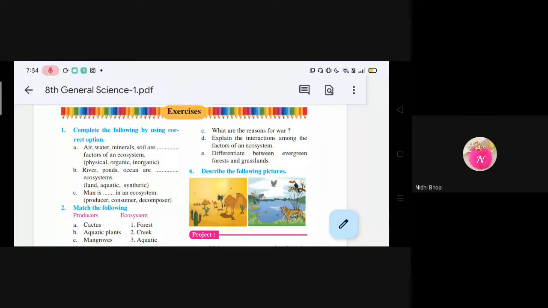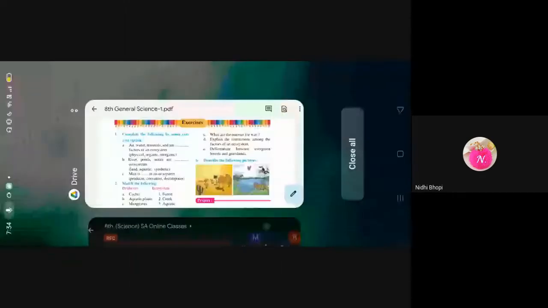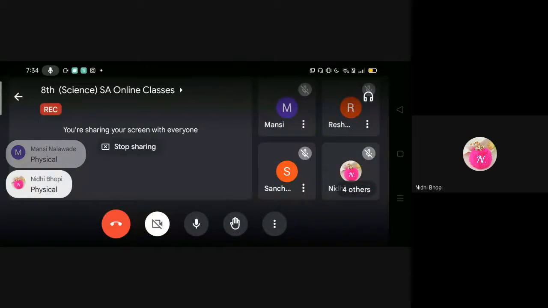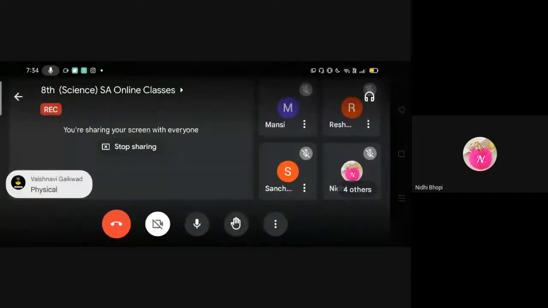Air, water, mineral, soil are dash dash factors of an ecosystem. Yes, physical. Okay, you want it in Marathi also, right?